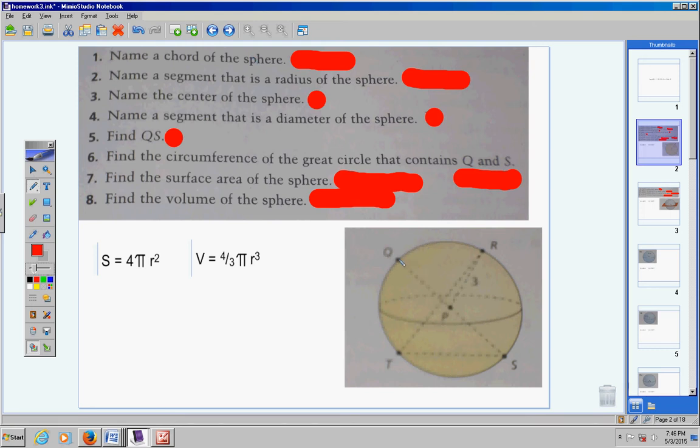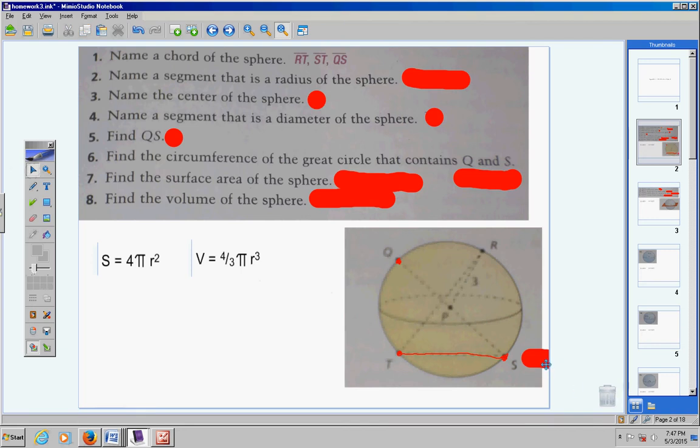Now a chord is a segment that runs from one edge of the sphere to the other side, okay? So I see QS, TR, and ST also right here in front of me. Now you kind of look at ST and you're like, is that really a chord? Well, yeah. I mean, it goes from one edge of the sphere to another. So any of those three would be sufficient. Any one of those three are acceptable.